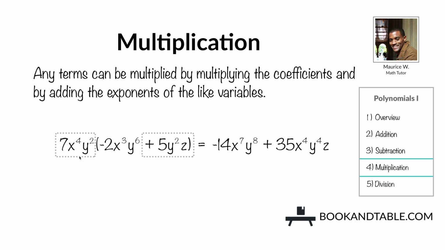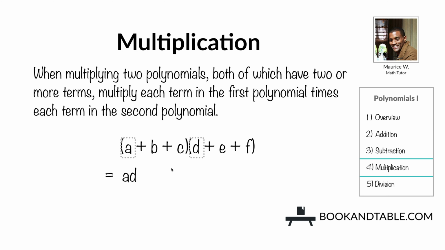So if you have a monomial times a polynomial, you multiply the monomial times each term in the polynomial. Similarly, when multiplying two polynomials, both of which have 2 or more terms, multiply each term in the first polynomial times each term in the second polynomial. So for example, if we had a plus b plus c times d plus e plus f, you're going to take each term in the first polynomial and multiply it times each term in the second polynomial.